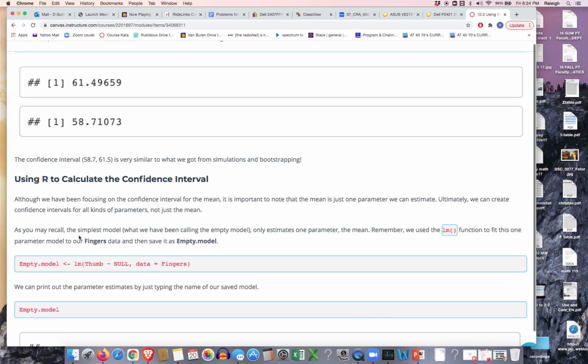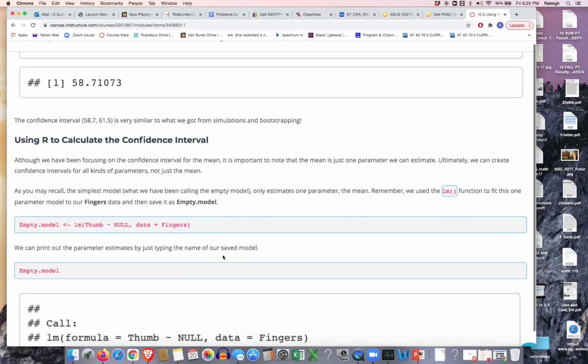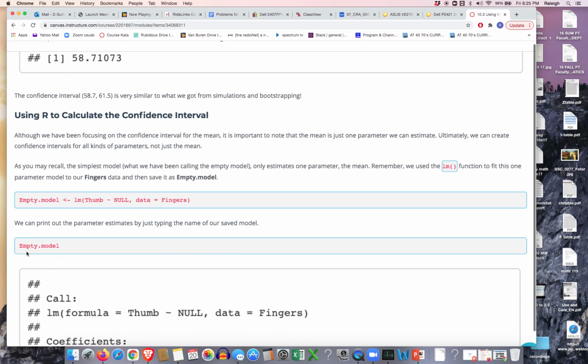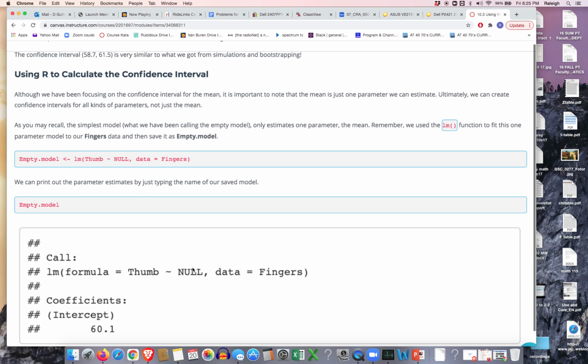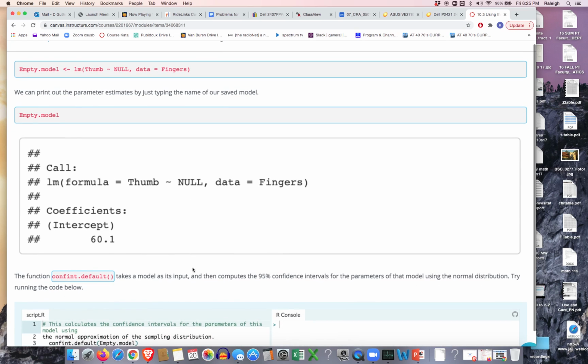As you may recall, the simplest model, what we've been calling the empty model, only estimates one parameter, the mean. Remember, we use the linear model function to fit this one parameter model to our fingers data, and then we saved it as what they like to call empty model. We print it out by just typing in the name. So they pretty much set that up for us. And then they have an intercept 60.1. That was the mean, of course.